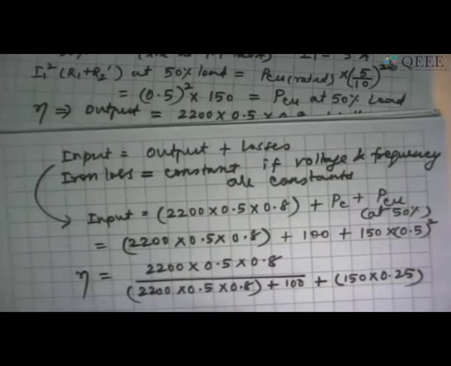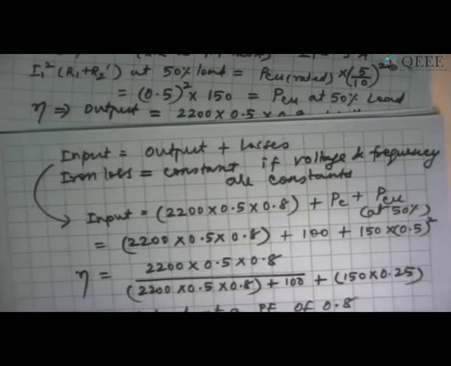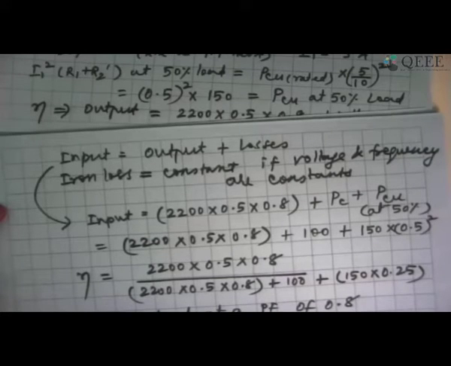I hope this is coming out to be 86% or whatever many of you guys have written. So this will be the efficiency of the transformer at 50% load at a power factor of 0.8. Okay. What we can say is at 100% load at unity power factor, if you calculate the efficiency, and if you calculate the efficiency at 50% load at unity power factor, it will be different values because the copper loss will come down, whereas the constant loss will remain the same.